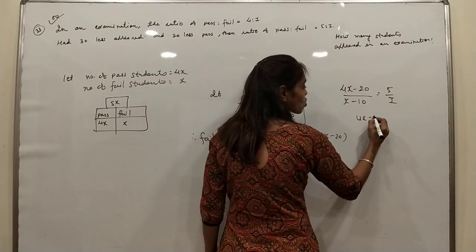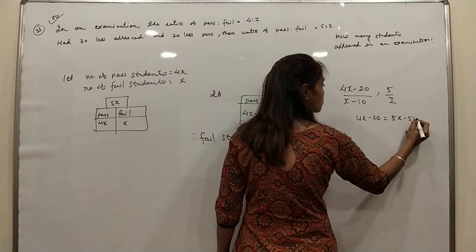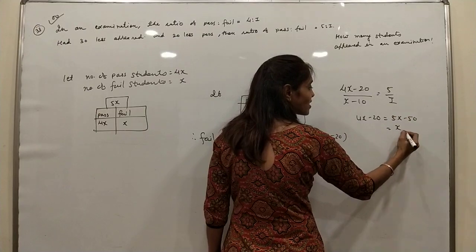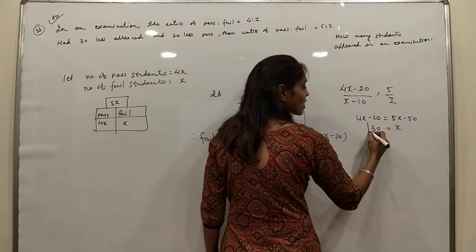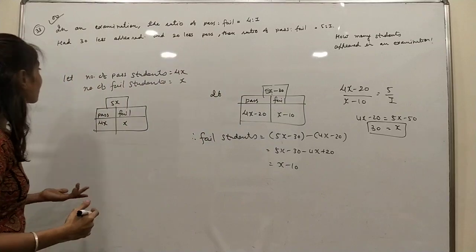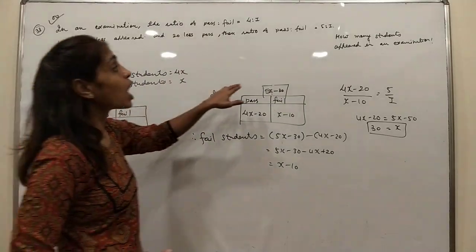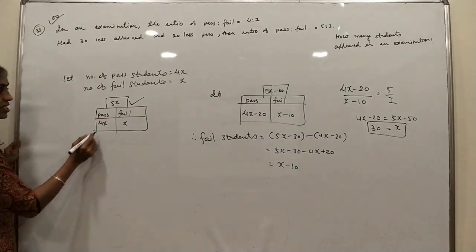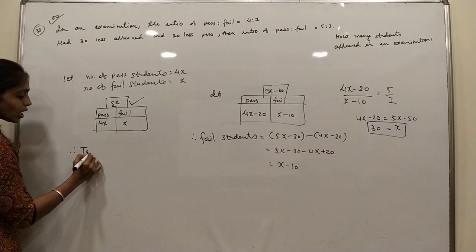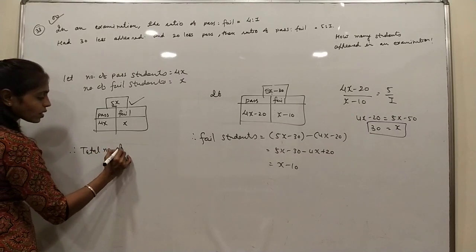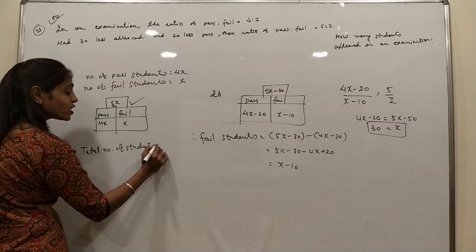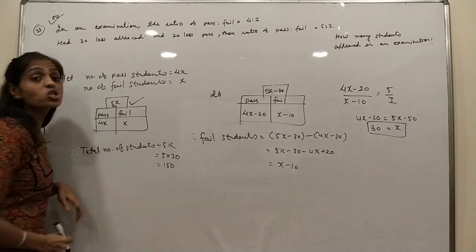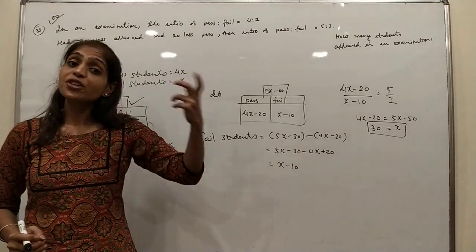Then 4x minus 20 is equal to 5x minus 50. So 5x minus 4x is x, and 50 minus 20 is equal to 30. So x is 30. To find how many students appeared in the examination initially, the total number of students is 5x. So 5 into 30, total 150 students initially appeared for the examination.